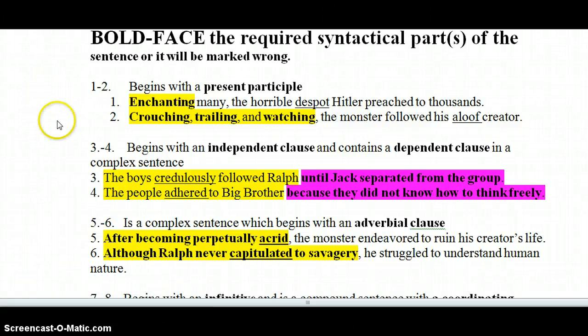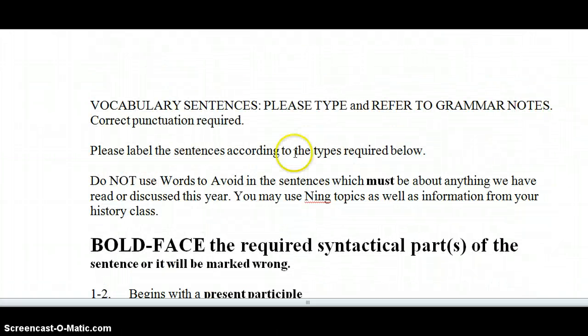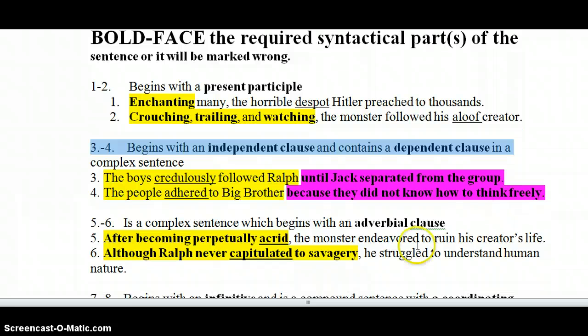Okay, so I want to go over the sentences that you did for the previous vocabulary words. Again, first off, we're looking at directions. Refer to the grammar notes. Label the sentences according to the types required below. Do not use words to avoid. In the sentences, you may write about any topic you wish and boldface the required syntactical part of the sentence, or it will be marked wrong. So let's look at these.